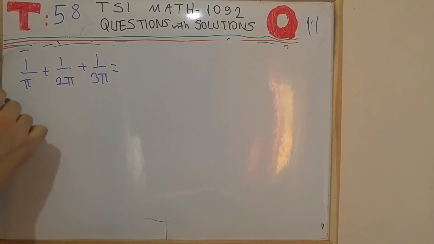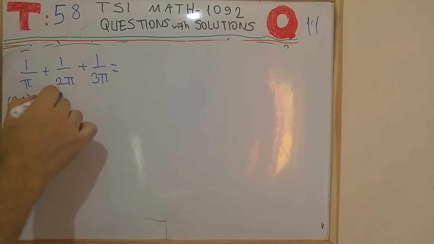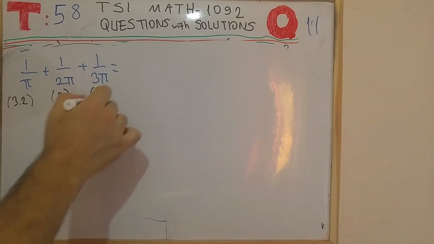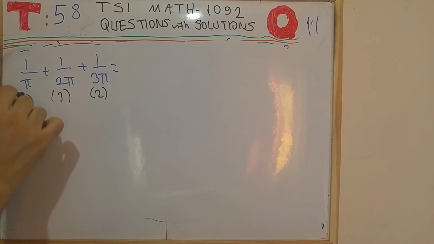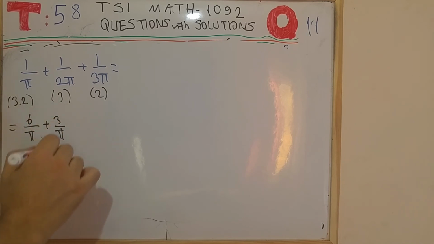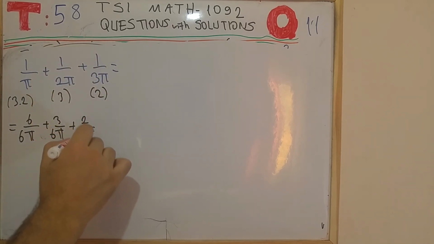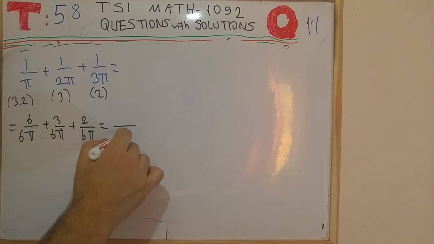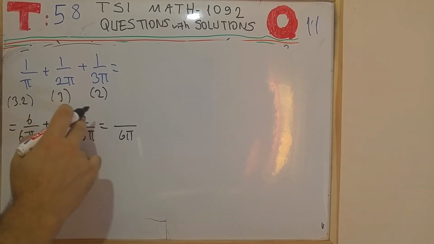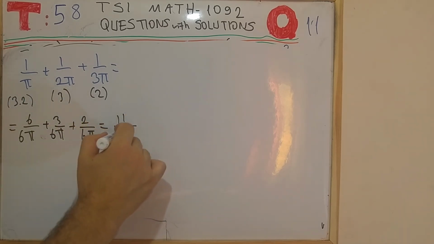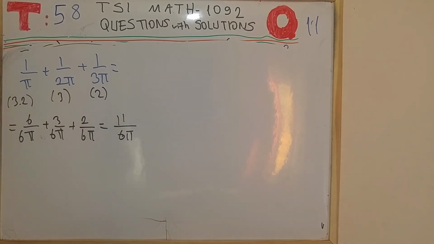Let's expand these numbers. Let's expand this one with 3 times 2, and this one with 3, and this one with 2. So what I have is 6 over pi plus 3 over pi. Sorry, these are going to be 6 pi's now. Let me correct first. And this is going to be 2 over 6 pi. What I have is 3 plus 2 plus 6. So what I have is 11 over 6 pi.